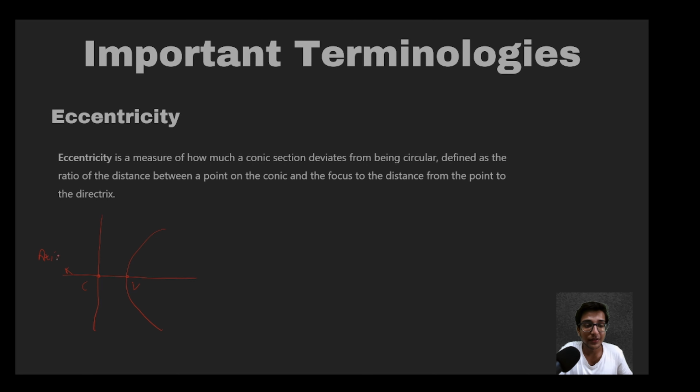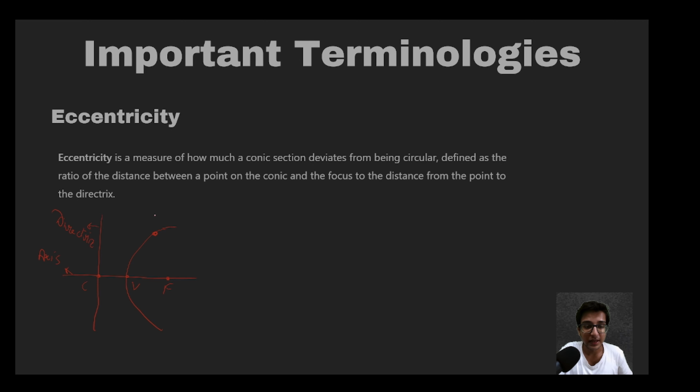Now why am I every time defining all these things with their names? So that it becomes very thorough to you and you remember what exactly the terminologies are, because this is going to be used a lot in the questions while solving conic sections. They just give you the terminologies and you have to understand what exactly they are trying to tell you. This is our directrix.